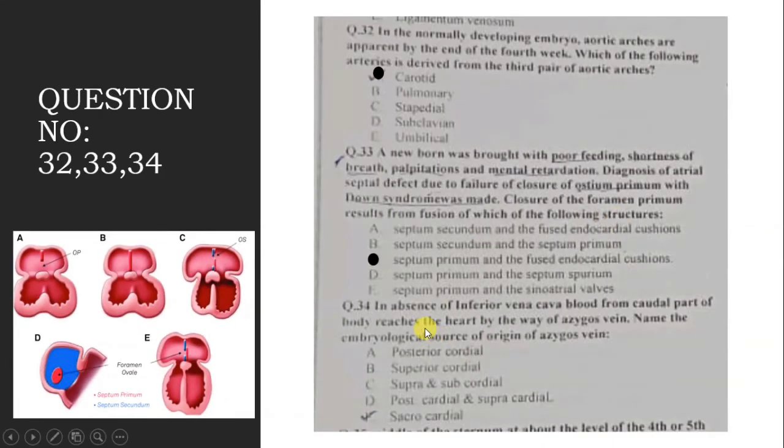Now, moving toward the question, in the absence of the inferior vena cava, blood from the caudal part of the body reaches the heart by way of the azygos vein. Name the embryological origin of the azygos vein. Posterior cardinal, superior cardinal, supracardinal, subcardinal, posterior cardinal and supracardinal, sacrocardinal. The azygos vein is basically formed by the posterior cardinal and the supracardinal vein. So when we look at the best choice of the answer, we will tick option D as the correct answer.